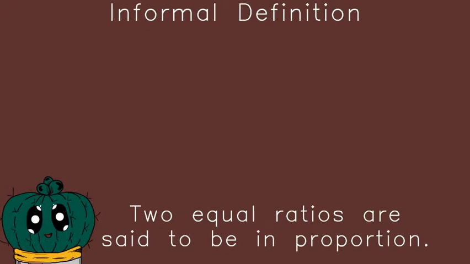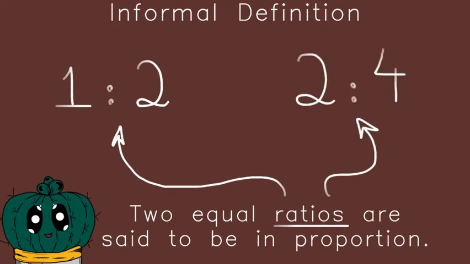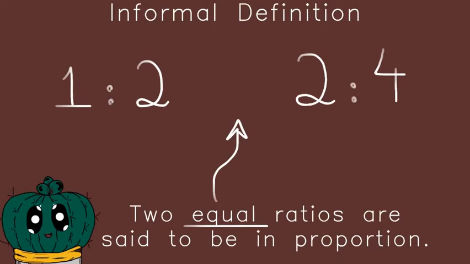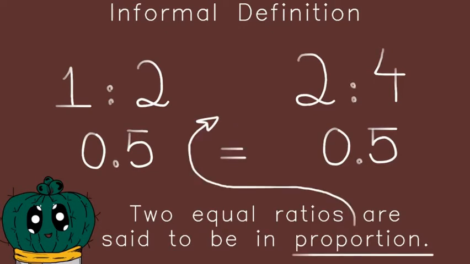The definition states that, for example, you're given two ratios. Let's say the first ratio is 1:2, and the other ratio is 2:4. Now, if the actual values of these two ratios turn out to be equal, and in this case they are equal, with the value being 0.5 in both cases, then you can say that both of these ratios are in proportion.